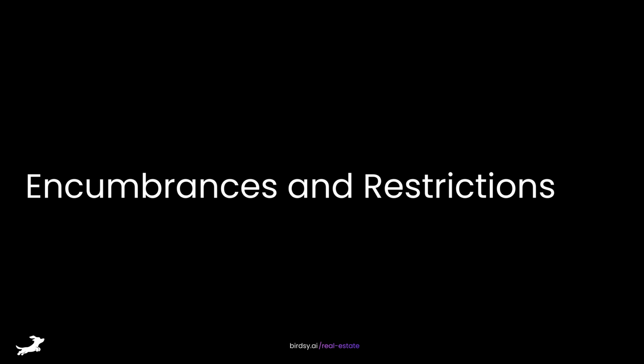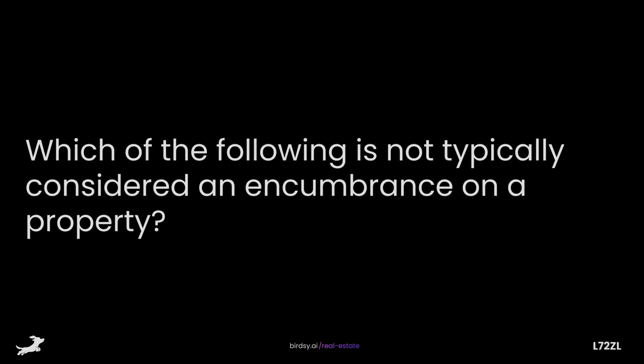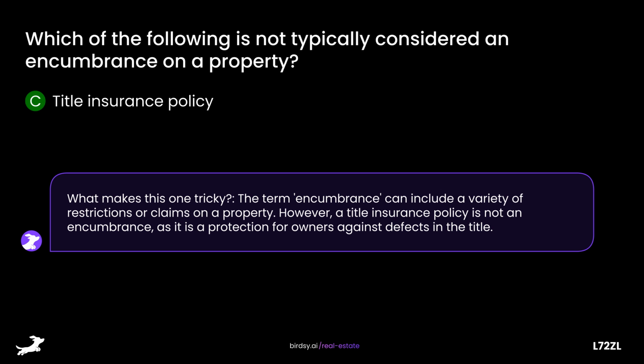Encumbrances and restrictions. Liens, easements, and encroachments. Which of the following is not typically considered an encumbrance on a property? Is it A, lien? B, easement? C, title insurance policy? Or D, encroachment? The answer is C, title insurance policy. What makes this one tricky?